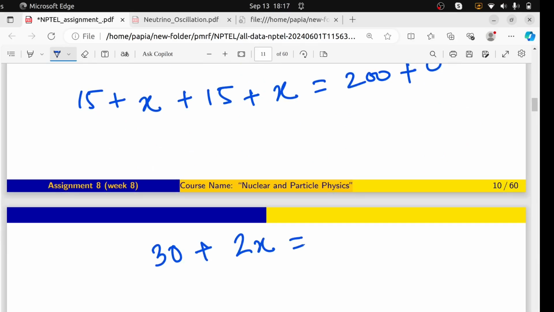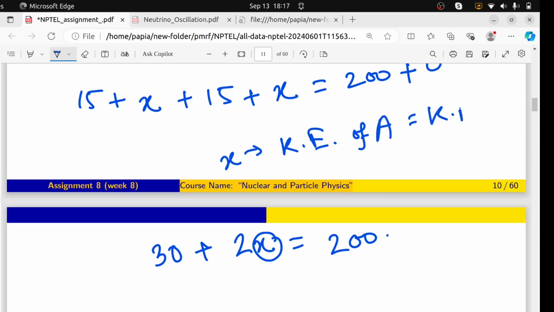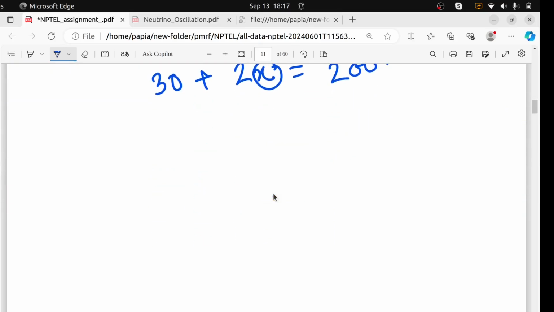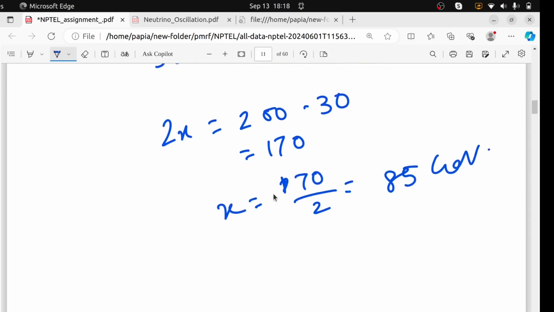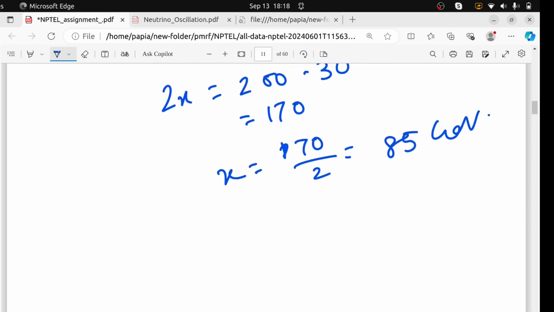Now we can see that 15 plus 15, that means 30, plus 2x is equal to 200, and x is kinetic energy. Just remember, it is not total energy, this is kinetic energy of A, which is equal to kinetic energy of B. So 2x equals 200 minus 30, that is 170. x will be 170 by 2, which is 85 GeV. Okay, so kinetic energy of A is 85 GeV.